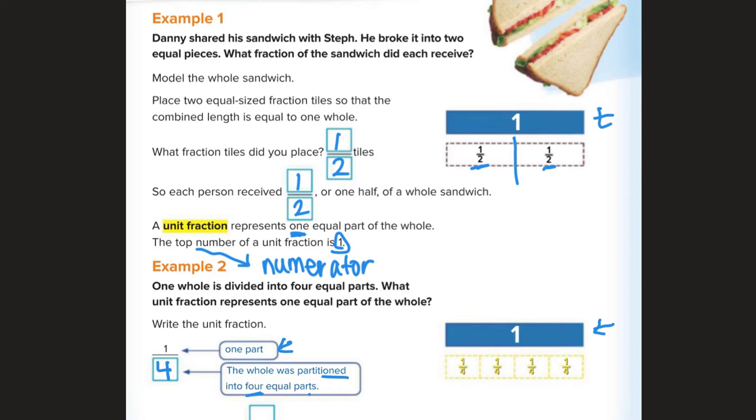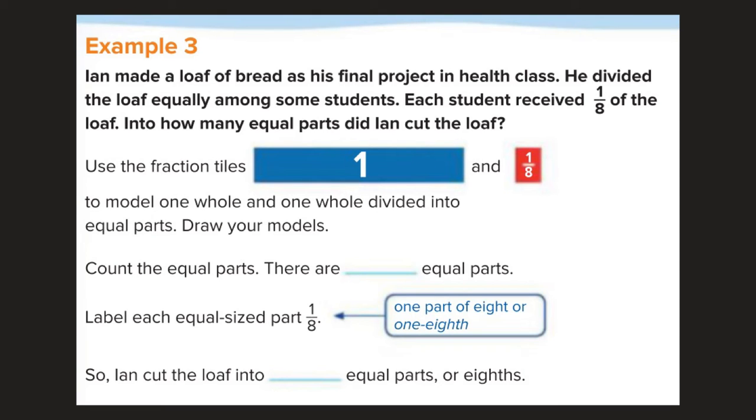Okay, so the numerator is what we're talking about. Each person gets 1 out of 4 total pieces. 1/4, and that's how we would spell it, 1/4. Okay? Example 3. Ian made a loaf of bread as his final project in health class. He divided the loaf equally among some students. Each student received 1/8 of the loaf. Into how many equal parts did Ian cut the loaf?